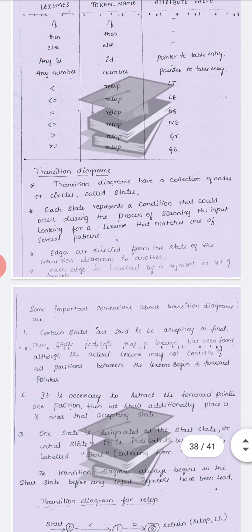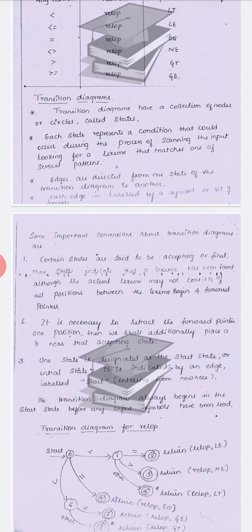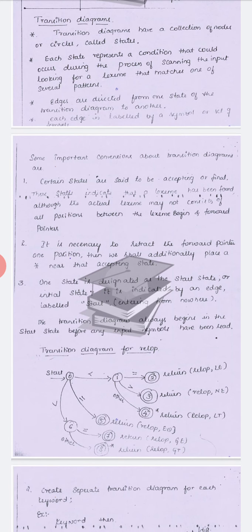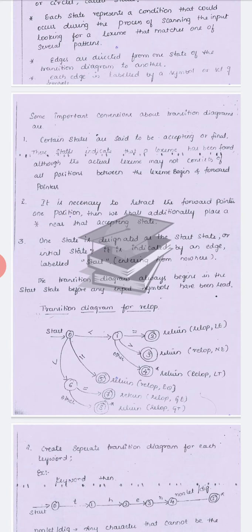Next, transition diagrams. Transition diagrams have a collection of nodes or circles or states. Each state represents a condition that could occur during the process of scanning the input, looking for a lexeme that matches one of several patterns. Edges are directed from one state of the transition diagram to another. Each edge is labeled by a symbol or set of symbols.